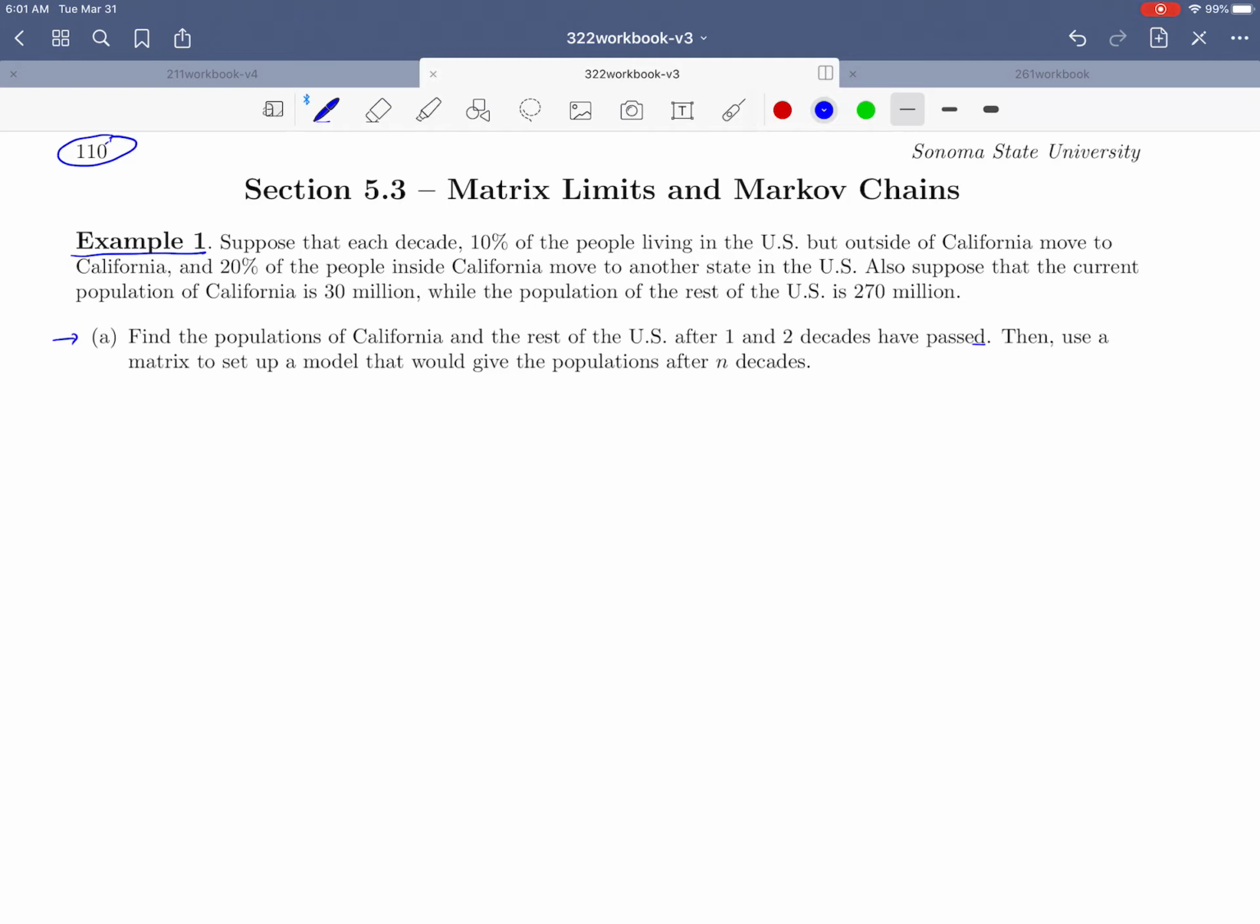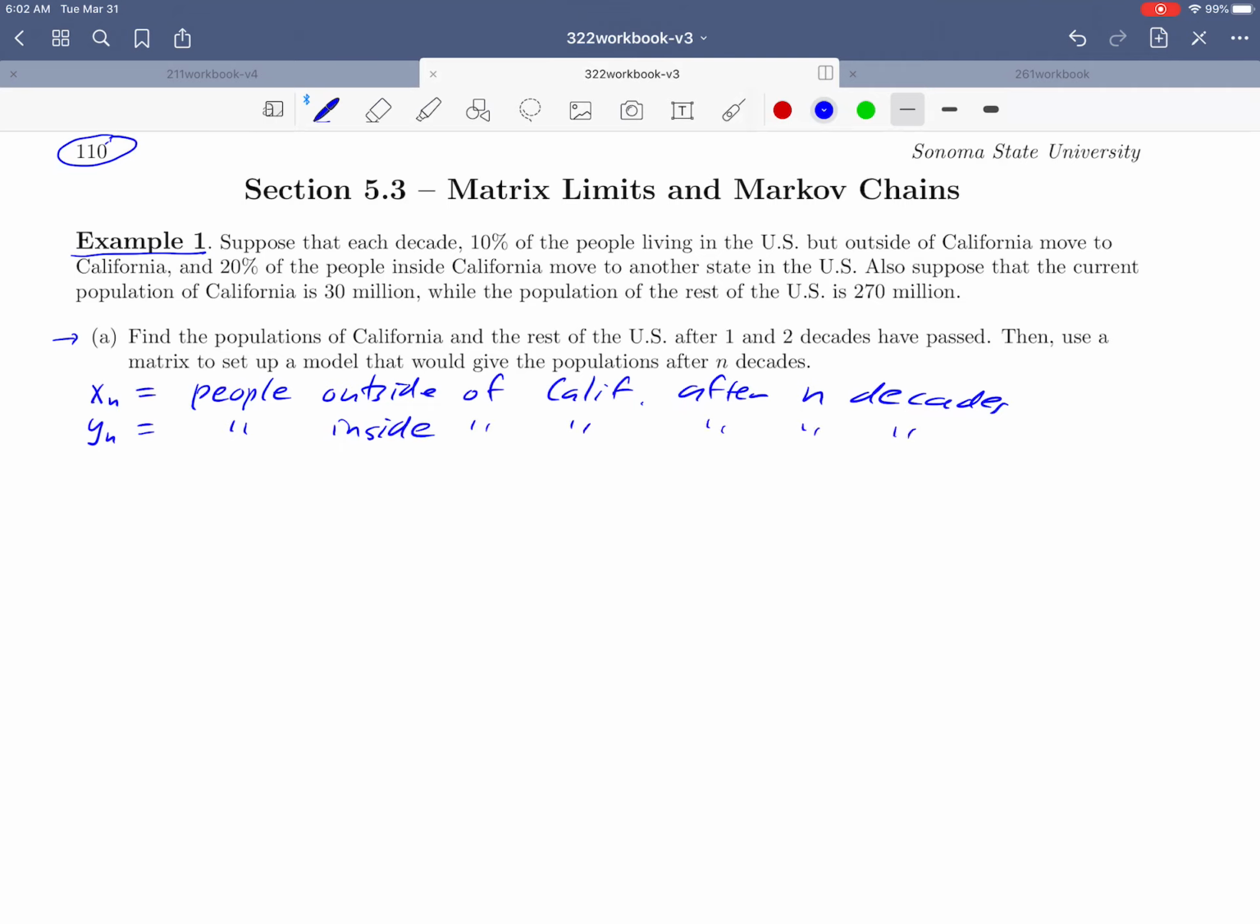Let's start out by looking at part A together. It would like us to find the populations of California and the rest of the US after 1 and 2 decades have passed. All right, so let's start by giving names to the categories that we have. I'm going to use XN to represent people outside of California and YN for people inside. So XN is people outside of California after N decades, and YN is people inside of California after N decades. We'll be consistent with this notation for the remainder of the problem.